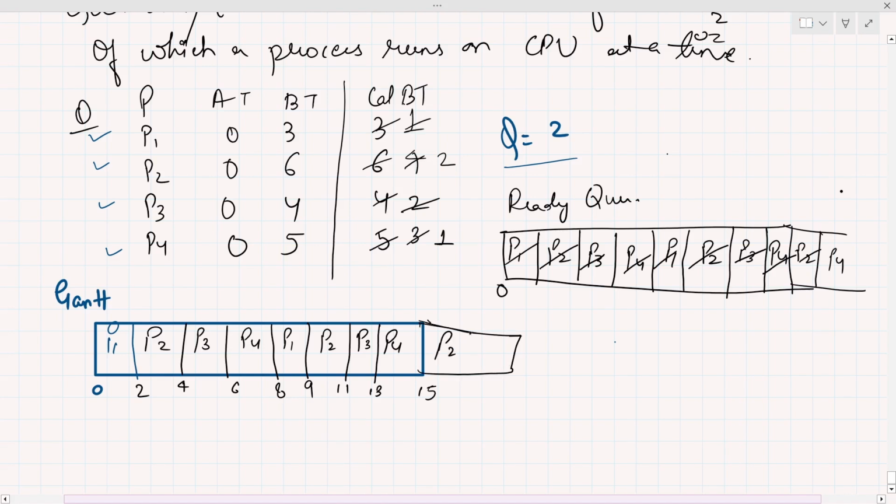P4, then P2 from 15, 2 units of time. So it completely executes from 15 to 17. After that, one process is left, P4, and the burst time is 1. So P4 gets the CPU and the completion time becomes 18.